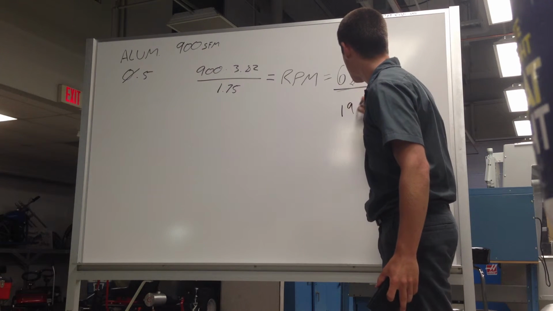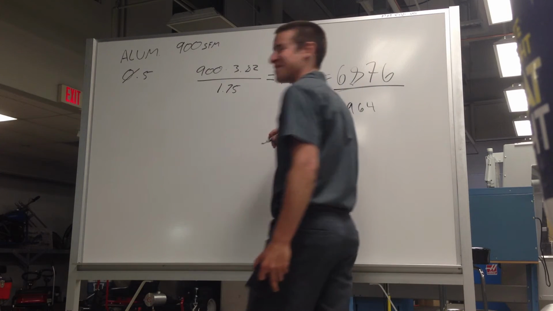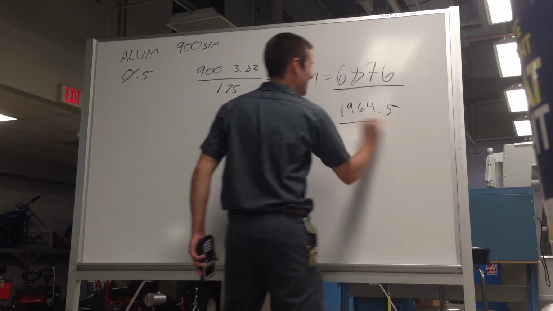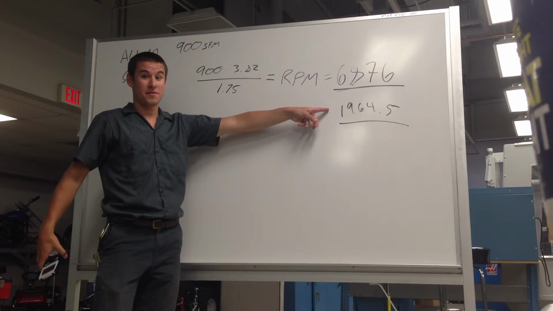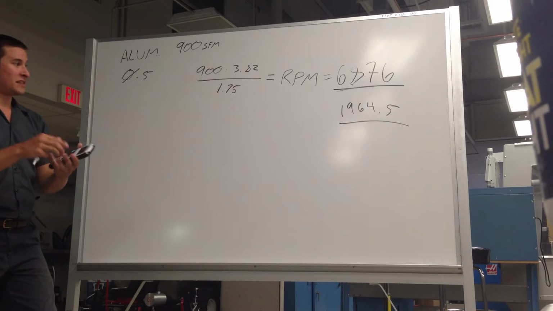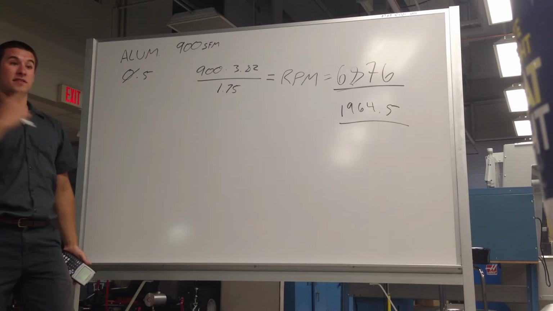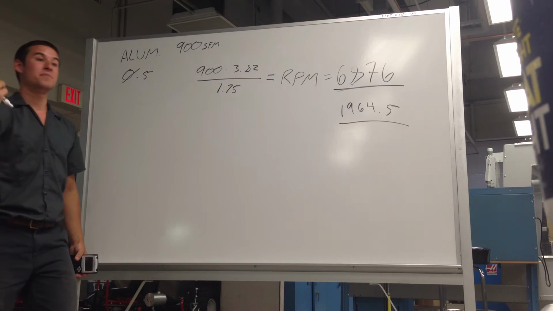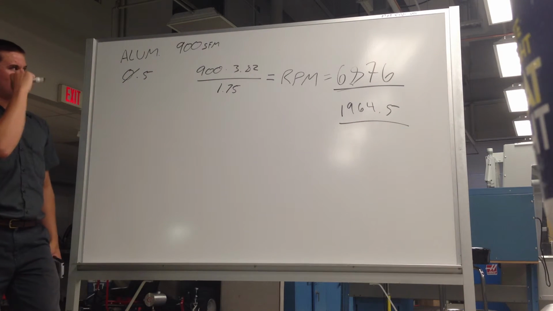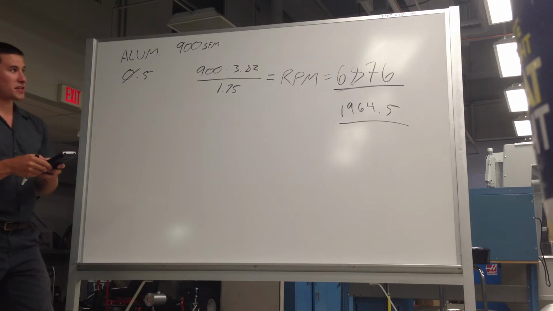1964? 0.5. Wait, we can't do the 0.5. We'll put it there, but 1965 then. So you can see how much that dropped now. Huge amount. And that's because our tool got bigger. So that means the outside is spinning slower. The tool got bigger, so the outside, we want that to spin at the same speed, right? So that means we have to spin slower. And that's a huge amount smaller.